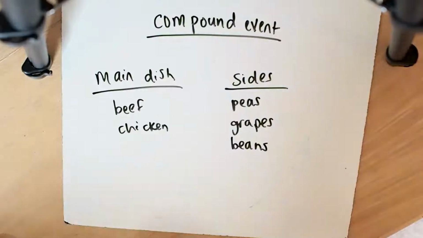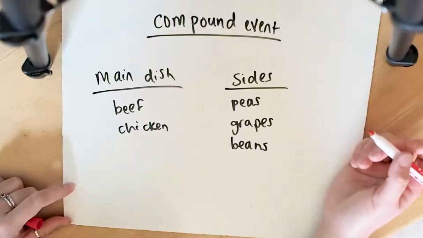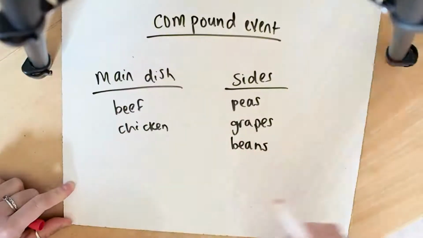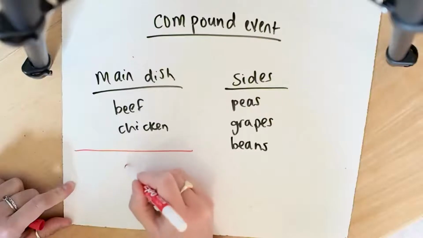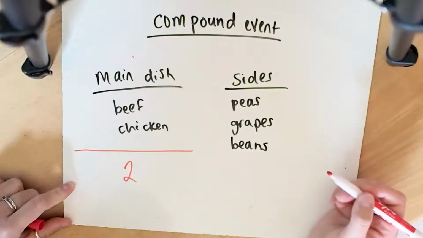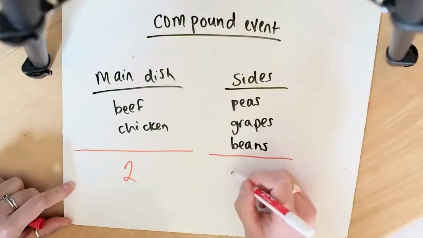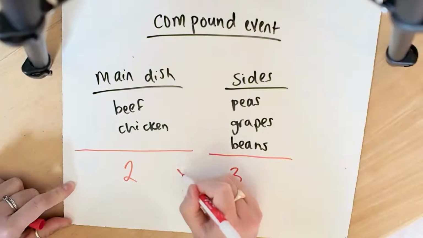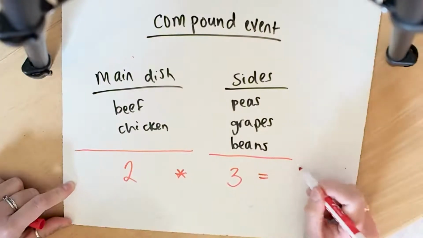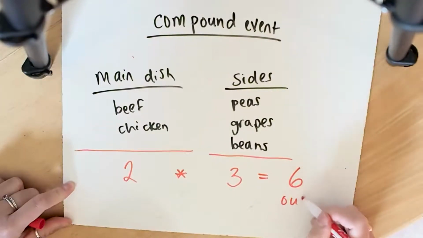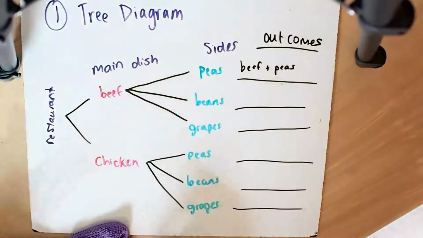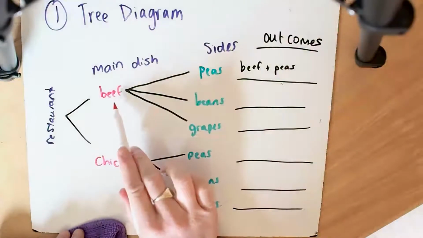Let's go back to our restaurant example. The faster way to do this without making a tree diagram is to say, okay, in this first part of our compound event, we have 2 possible outcomes. In the second part of our compound event, we had 3 possible outcomes. To find the total amount of possible outcomes for the compound event, we multiply 2 times 3 and get 6 total outcomes, which, if we look back at our original tree diagram, matches the 6 total outcomes listed.